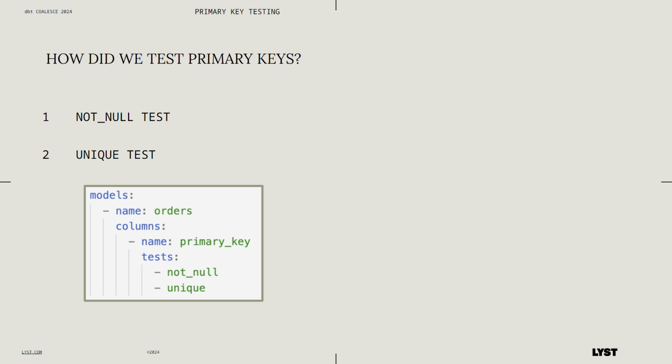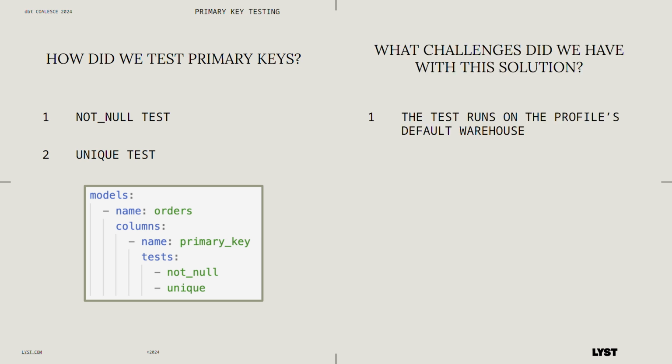So how do primary key tests normally work? As I'm sure many of you know, a table's primary key should always be unique and not null. And every company I've worked with, as I'm sure many of you have too, has the primary key test in the schema YAML file using dbt's pre-built not null and unique tests. But what challenges were we finding with this solution?